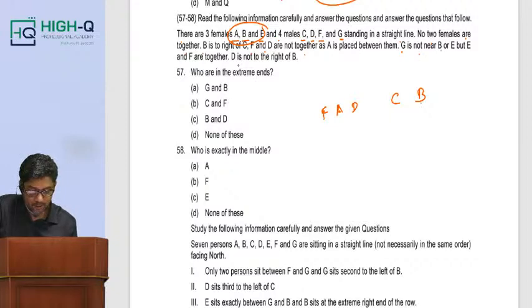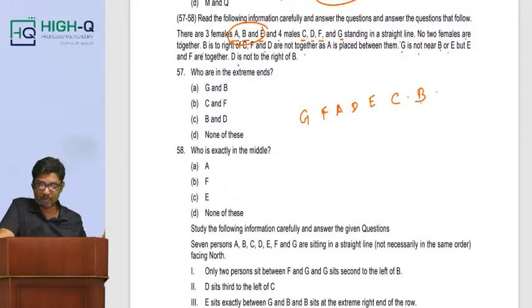G is not near to B. So G cannot come here, or E. So I think G has to be here only. Therefore E comes here. I think the problem is over.